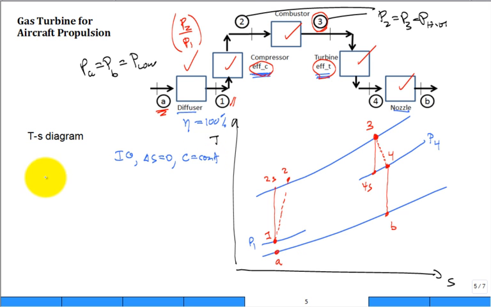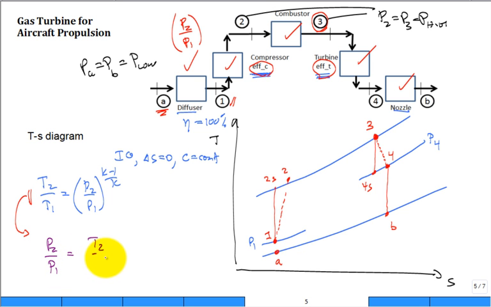What equation? We have that T2 divided by T1 is equal to P2 over P1 to the (K minus 1) over K. Remember that one? That's one of our equations we use a lot with the Brayton cycle analysis. You can take this equation and rewrite it. Sometimes it's more convenient to have P2 divided by P1 equal to T2 divided by T1 to the K divided by (K minus 1).